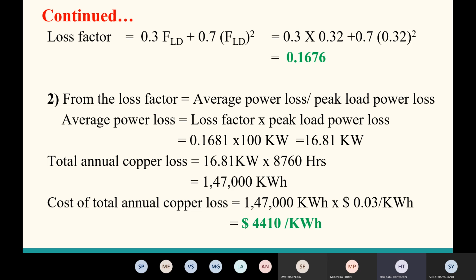So the cost of total annual copper loss is 1,47,000 kilowatt hour multiplied by $0.03. So kilowatt hour cancels, and only the dollar value will remain. Suppose they give rupees, say 5 rupees or 6 rupees, then multiply 1,47,000 into 6 rupees, like that. Please note down.